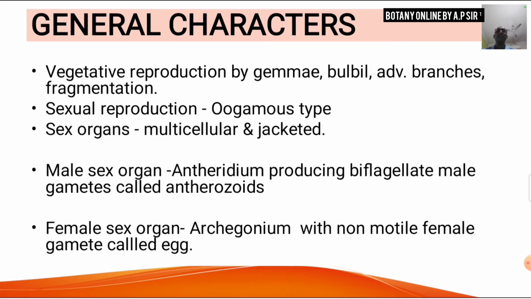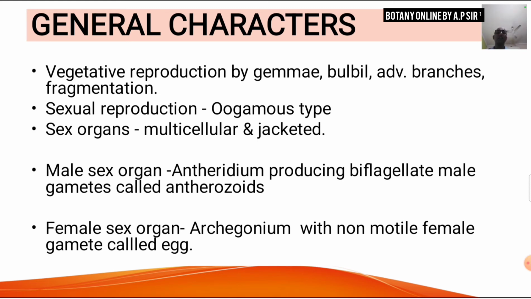Now, the vegetative reproduction occurs by gemmae, bulbils, adventitious branches and fragmentation. Through fragmentation also vegetative reproduction occurs. Whereas sexual reproduction is oogamous type. Got it? Sexual reproduction is oogamous type. I have already discussed oogamy in algae.